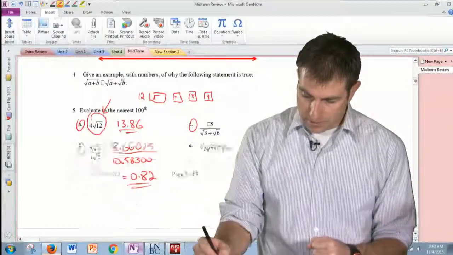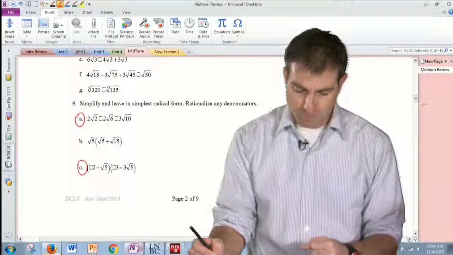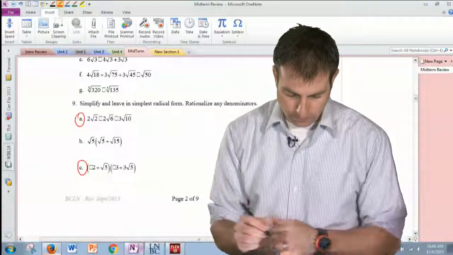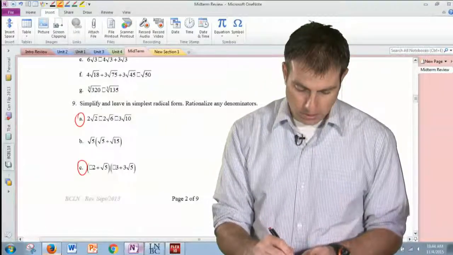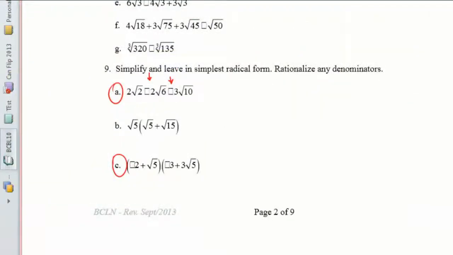So let's just meander on down to the next spot here. Simplifying, leave in the simplest radical form. I'm not sure why this all of a sudden didn't work. I think it was working before. Can anyone tell me what sign is in here and what sign is in here?